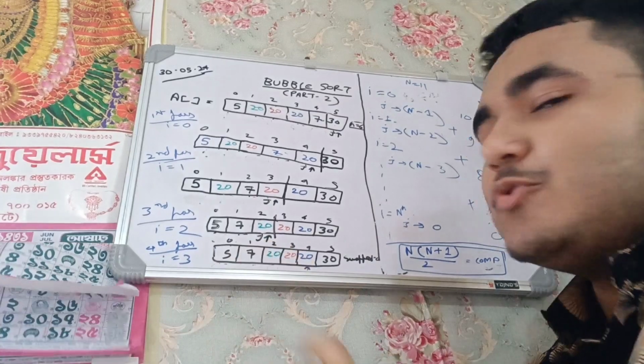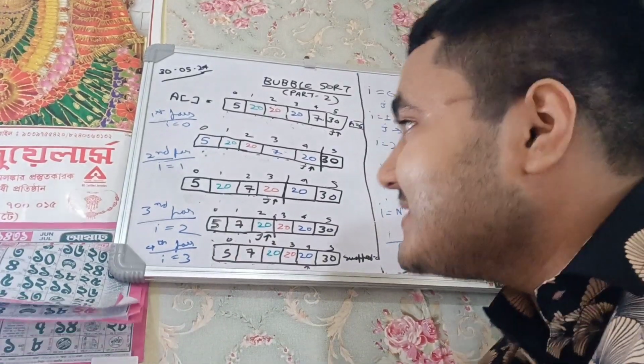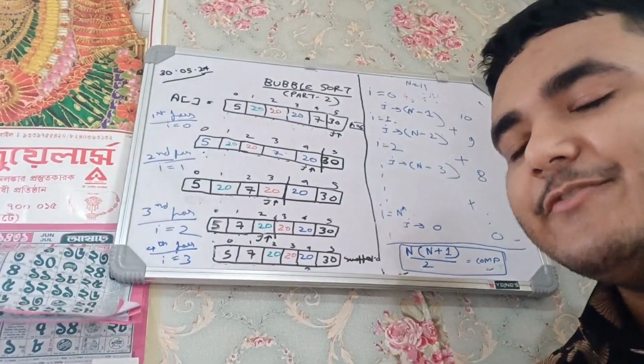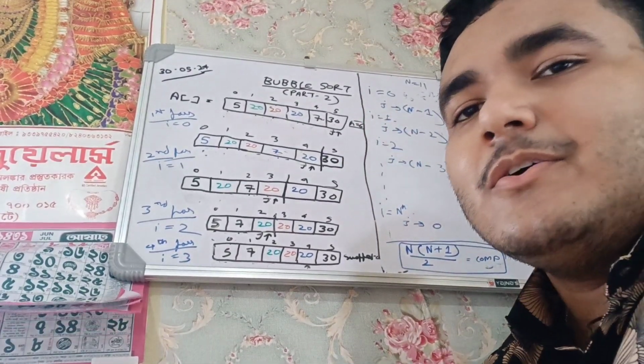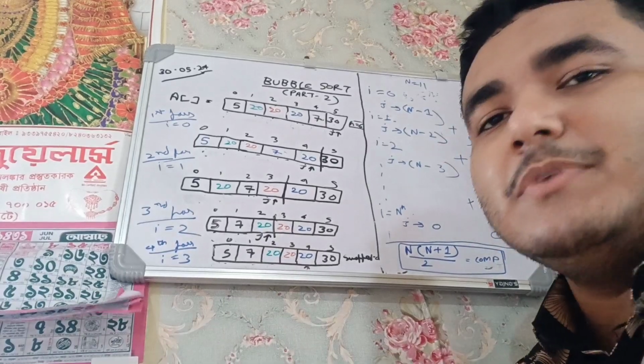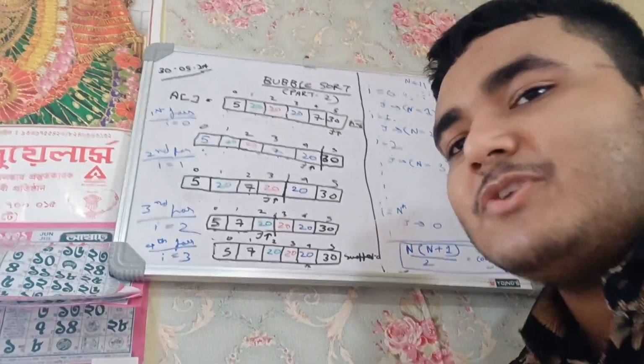These are some questions that can come in your exam, or this can be asked in your viva. Nothing more than this can be asked, because there is nothing more in bubble sort. So that was all about bubble sort.